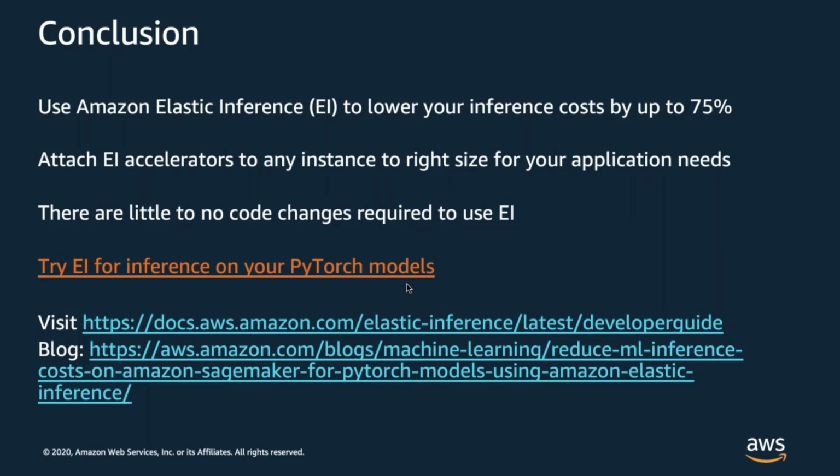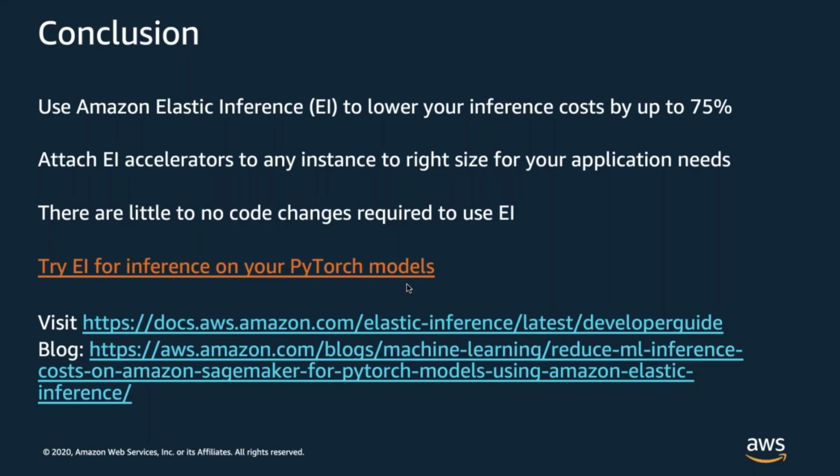In summary, you can use Amazon EI to lower your inference costs by up to 75% by attaching EI accelerators to any EC2 instance, ECS task, or to SageMaker to right size for your application needs. You need little to no code changes, as you've seen, to use EI, since the interface is similar to using a GPU in these frameworks. Our customers are currently using EI for computer vision, NLP, and OCR use cases, among others, including image analysis for security, ballistic identification, post analytics, capturing handwriting on paper, social media image recommendations, and other use cases. And now EI has PyTorch support. So try it on all your PyTorch models.